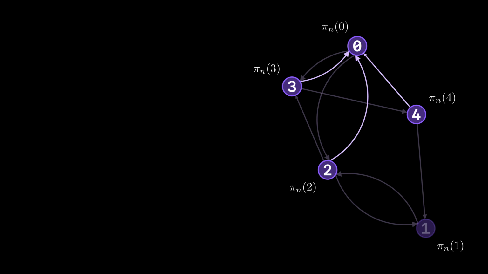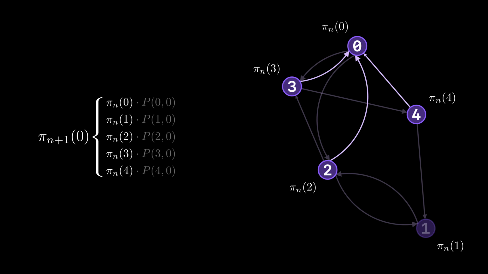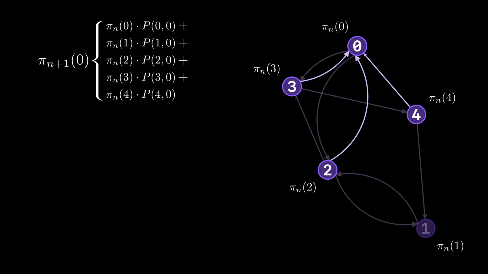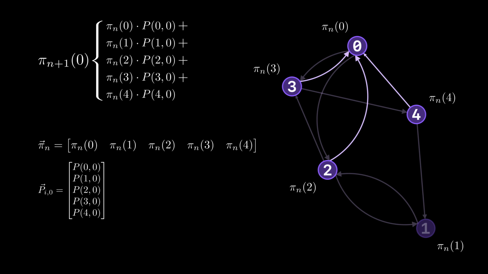Once we have these probabilities, the probability at state 0 is essentially a weighted sum. We take the probabilities of each previous state, multiply them by the probability of transitioning to state 0 from that state, and sum over all the states. If you think about this calculation, it's essentially a dot product. We can extend this across all states of the Markov chain.